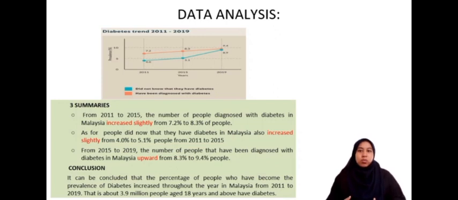from 2011 to 2015. From 2015 to 2019, the number of people diagnosed with diabetes in Malaysia went up from 8.3% to 9.4%. In conclusion, the percentage of people with diabetes increased throughout the years in Malaysia from 2011 to 2019.